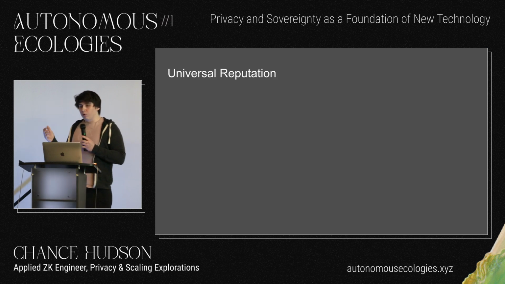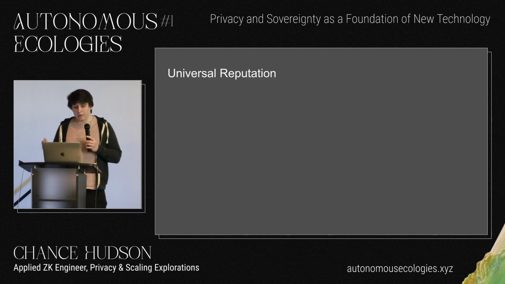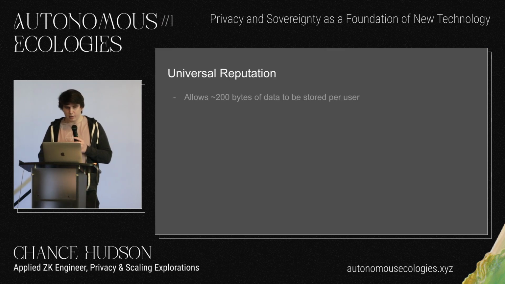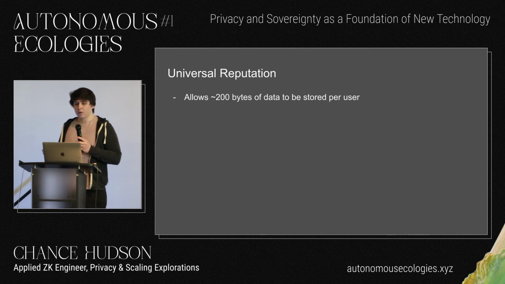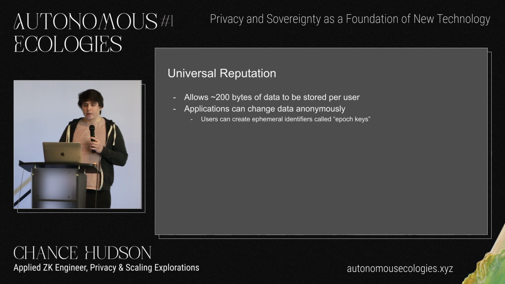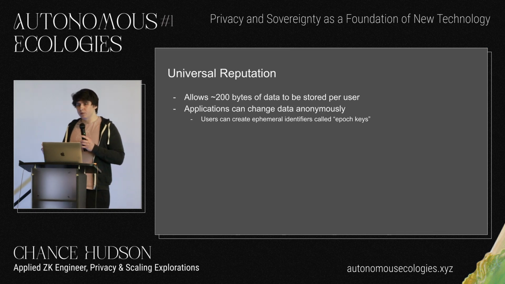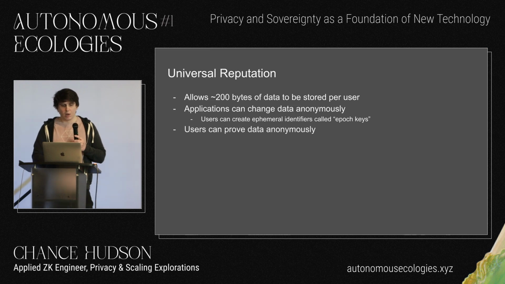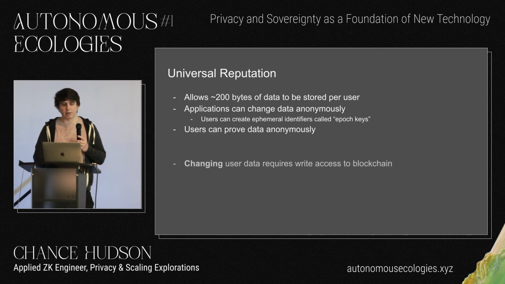So I work on a protocol called UniRep, which is short for Universal Reputation, and I'm going to give a high-level overview of what it is. This is going to stay pretty non-technical. In the current implementation, we allow 200 bytes of data to be stored per user, and this data can be retrieved and operated on in ZK. As I said before, applications can change the data anonymously, and they do so using ephemeral identifiers called epoch keys. The only thing that you really need to know about UniRep for this talk is that epoch keys anonymously identify users and can be used to change data. And like I said, users can prove their user data anonymously within ZK, and applications can extend the logic.